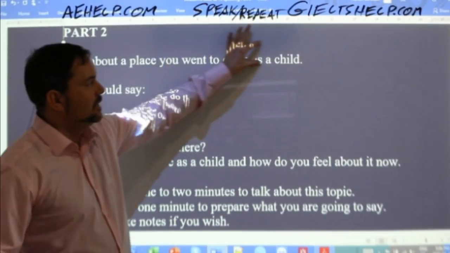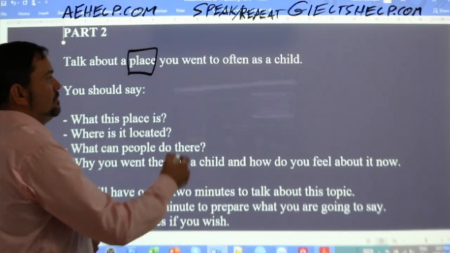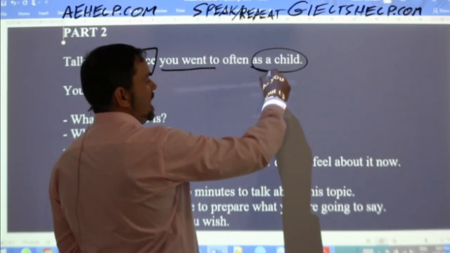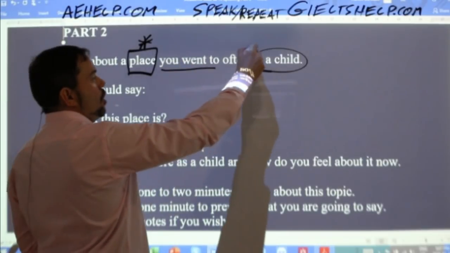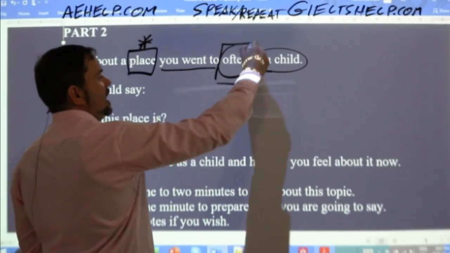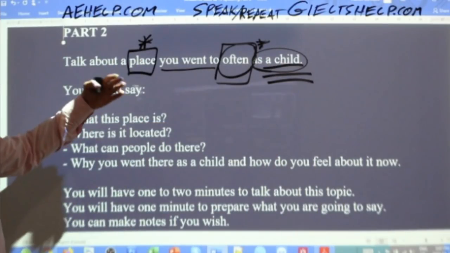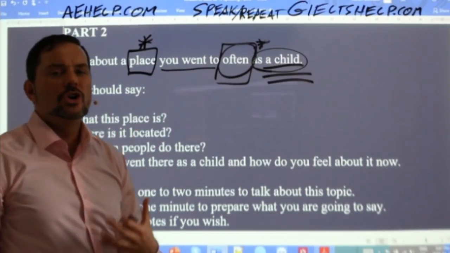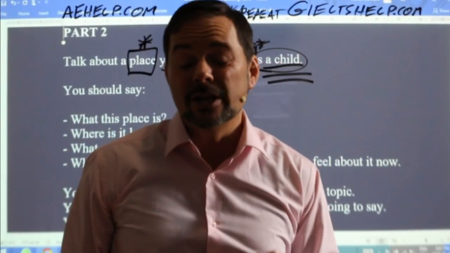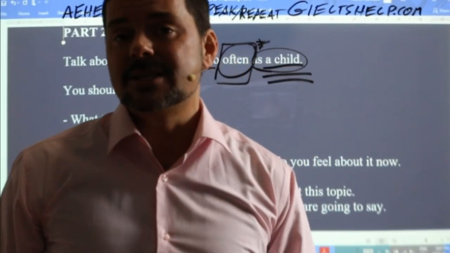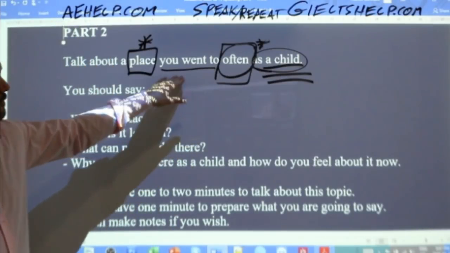This is the key to the question. So here you're talking about a place. You're talking about a place you went to as a child. You're talking about a place you went to often, okay, as a child. So you really have to focus, because when we're nervous, and I'm sure a lot of students are nervous when they're doing their IELTS exam, it's really easy to misinterpret even simple information. So you really have to focus in on this question.